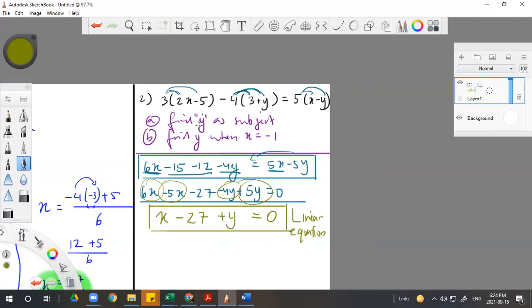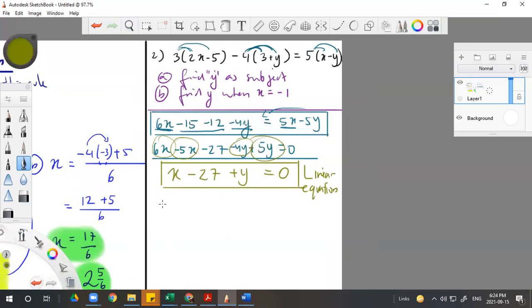Okay, now find y as a subject. Y as the subject of the equation. So you have to isolate the y. That's what you said just now. So y equals, right?